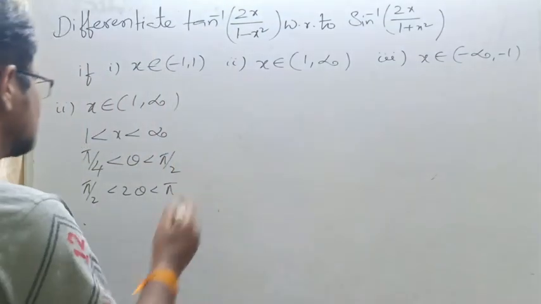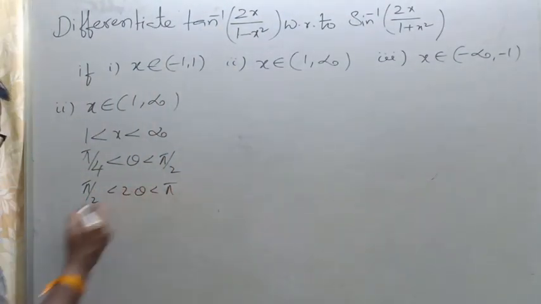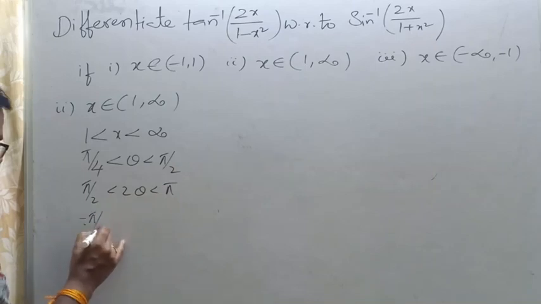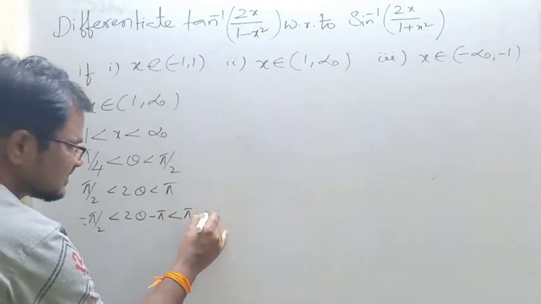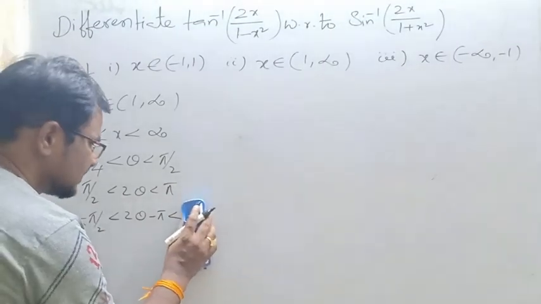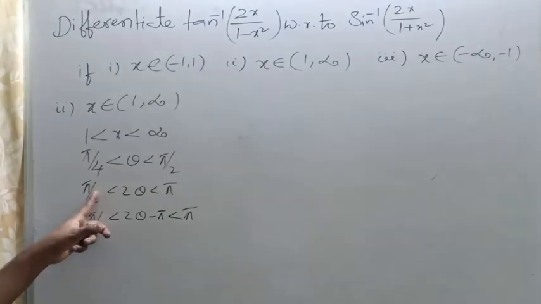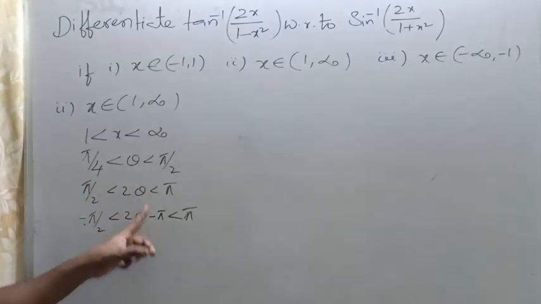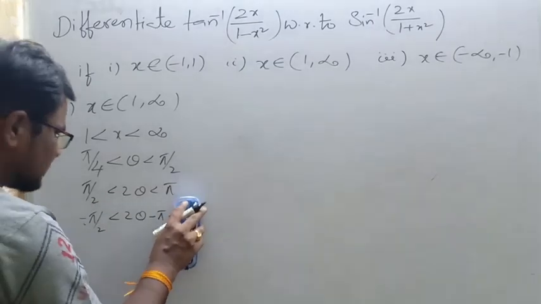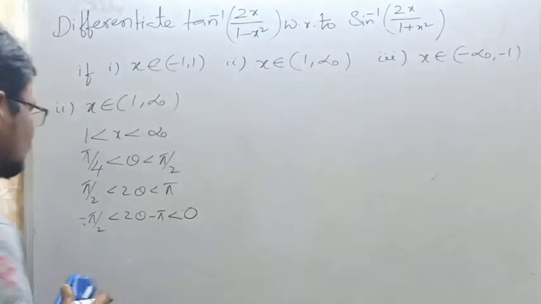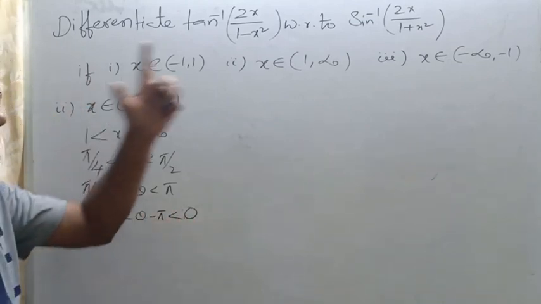How to change this one? Subtract pi. So minus pi by 2 less than 2 theta minus pi less than pi minus pi, which is 0. Subtracting pi from each part: pi by 2 minus pi, 2 theta minus pi, and pi minus pi. Now pi minus pi, what is it? 0. Now it is the range of tan inverse and sine inverse also.